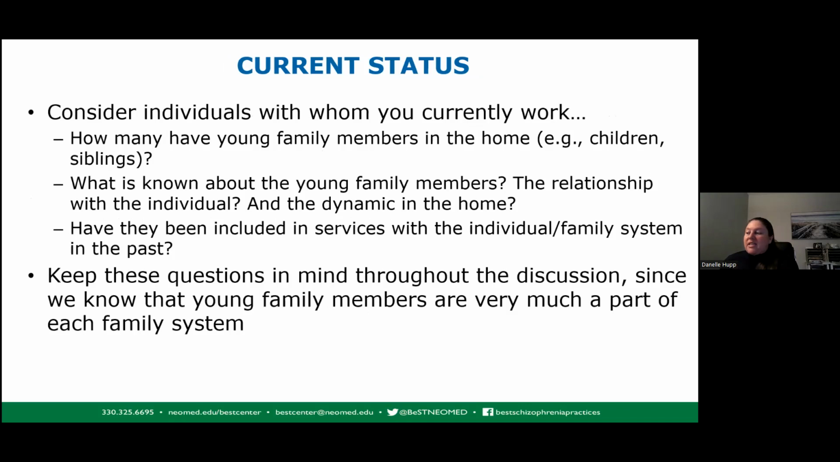As we go through today's didactic, think about how many individuals with whom you work have younger family members in the home, either children or siblings. What do you know about these younger family members and their relationship with the individual in treatment, the dynamic in the home? Have they ever been included in services in the past, not really for themselves, but that involve the individual with whom you work? Keeping that in mind, because we know that families are very much a part of the system, chatting about this this morning will hopefully get the wheels turning.